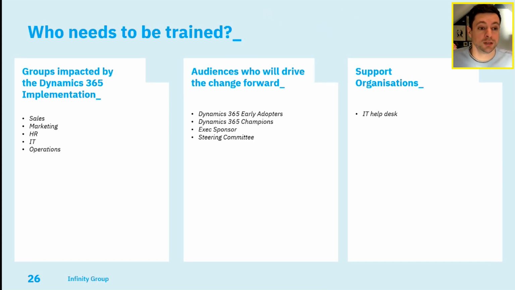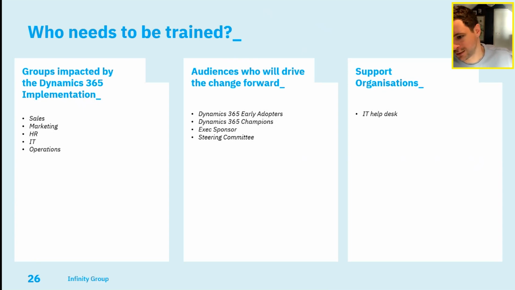Okay, then who needs to be trained? So we looked a bit about the impacted audiences earlier. So from a training standpoint, who needs to know about this? So in a CRM deployment, typically sales, marketing, IT, etc. Who is going to drive that change forward? That's a really important one.